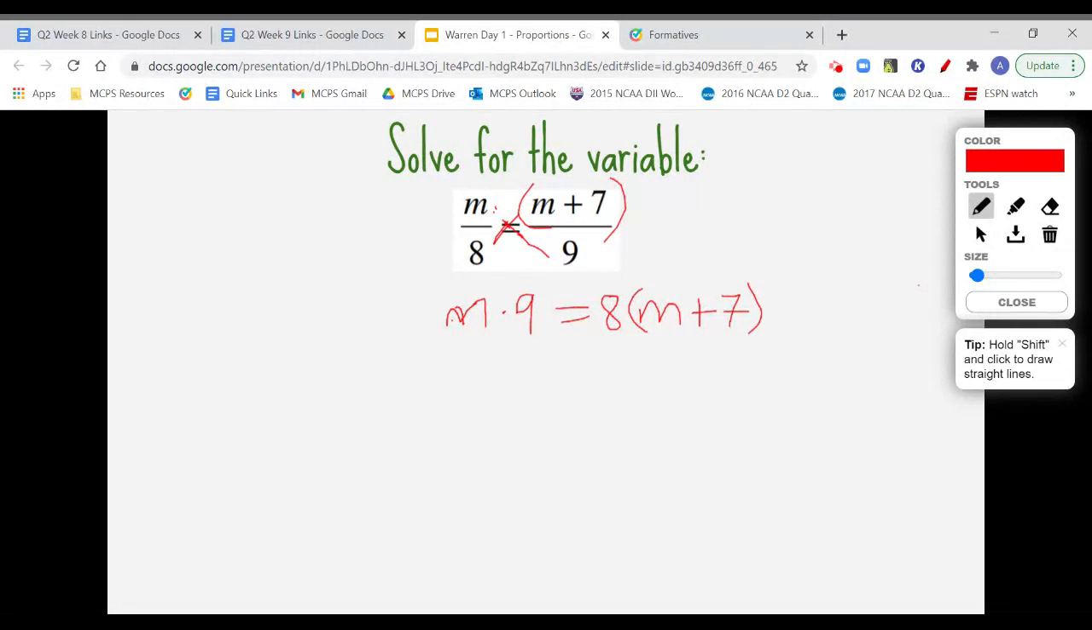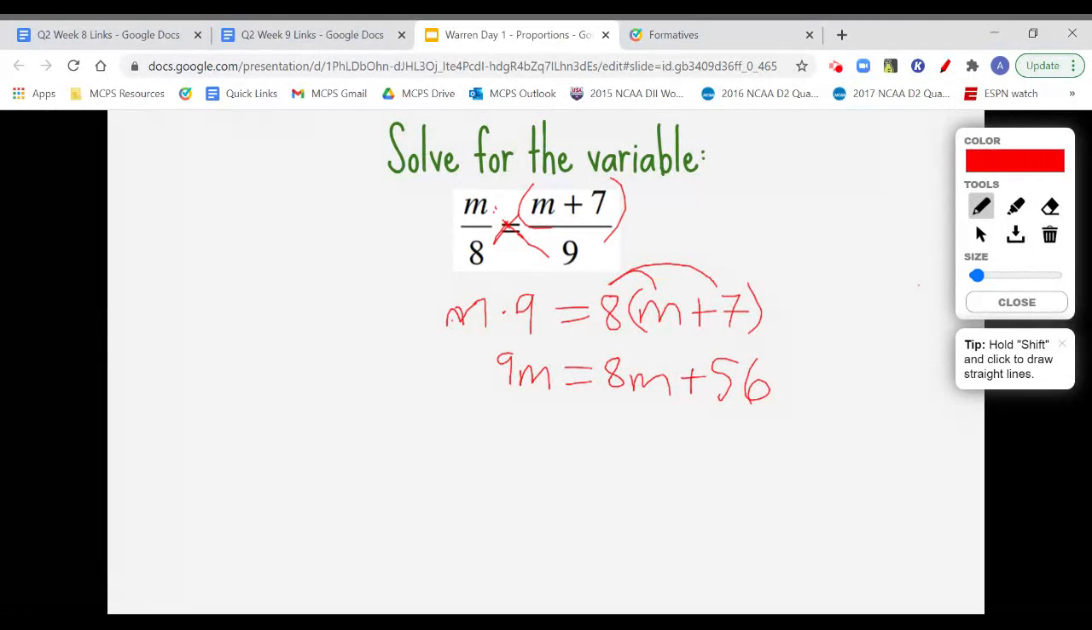Now, because that is in parentheses, we're going to have to distribute the 8 to both those terms. So I'm going to rewrite this equation with the 8 distributed. On the left, m times 9, I'm going to rewrite that as 9m, because that's how we write things in math. And then when I distribute the 8, I'm left with 8m plus 56, because 8 times 7 is 56. Now you'll notice in this case, I actually have variables on both sides of my equation.